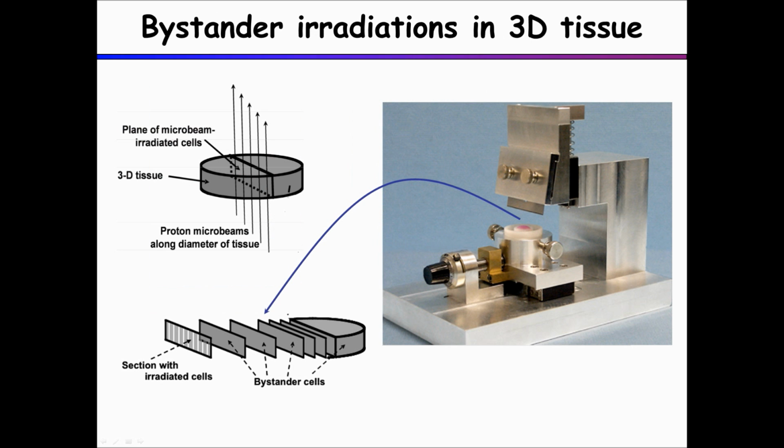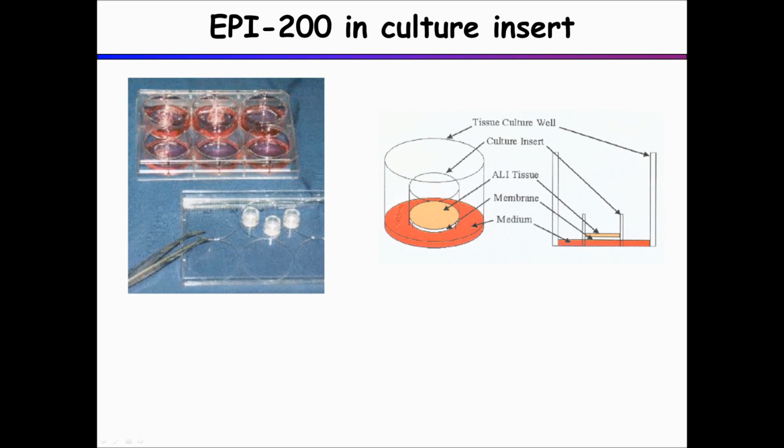Again, a little orientation to the model. This is how it grows. Over in the photograph here, you can see these little inserts, and this is a schematic of them. The tissue grows inside this little plug, which then can float, in this case, in a 6-well plate with medium on the outside, so that you can see there.